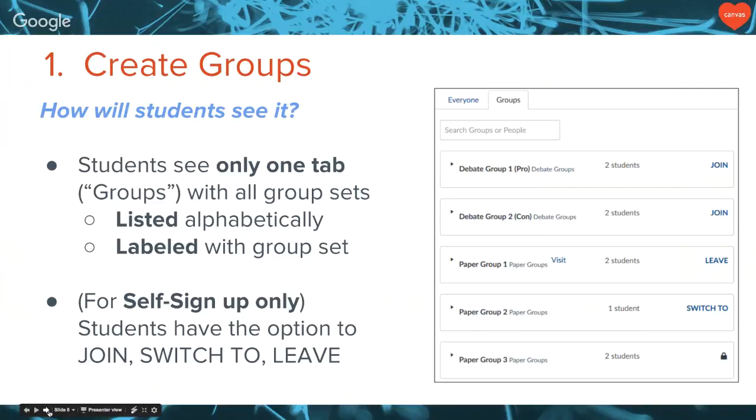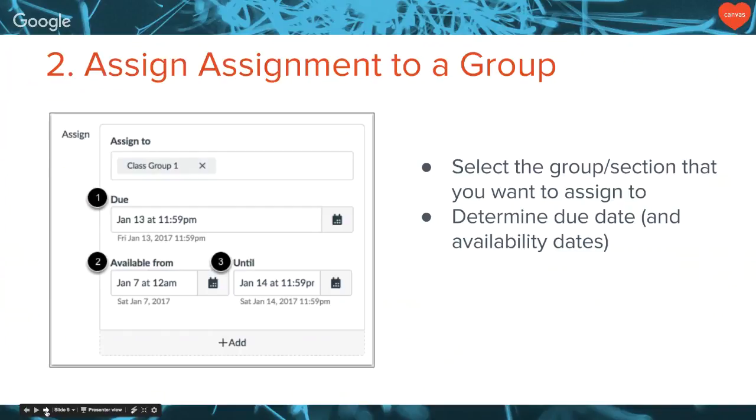And they will be labeled with a group set. So here you can see Debate Group 1, Debate Group 2, and then right next to it you see Debate Groups, which is the group set that they belong to. And if there are any self-sign-up groups, then they will have the option to switch, leave, or join the group depending on how the group is structured. Otherwise, those options may not be available for those students.